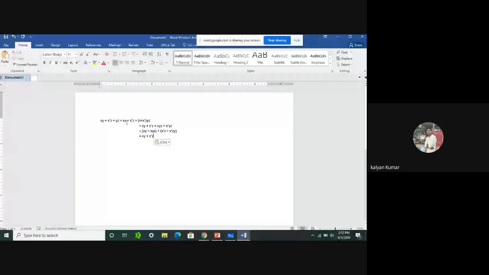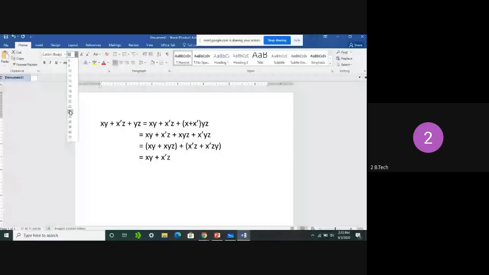Is everyone getting my screen? Yes, sir. Okay. Can anyone read out what is LHS and what is RHS? xy plus x dash z plus yz is LHS, sir. xy plus x dash z is RHS.